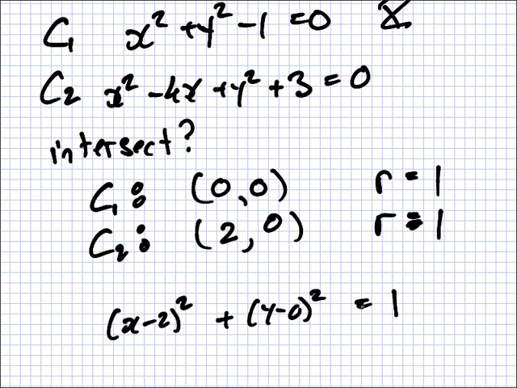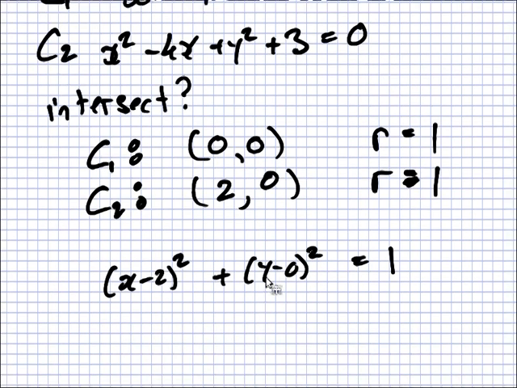I agree. Okay, so we need to check if the distance between the centres is less than 2, then they must intersect. If the distance between the centres equals 2, they do intersect, but exactly at 1 point. And if the distance between the centres is more than 2, then they definitely don't intersect.